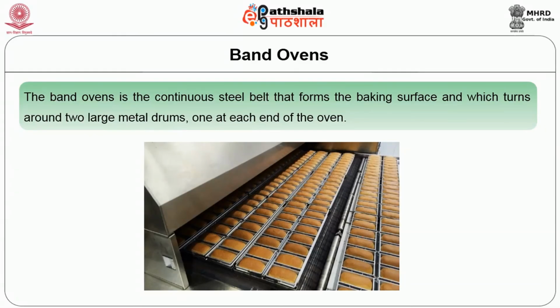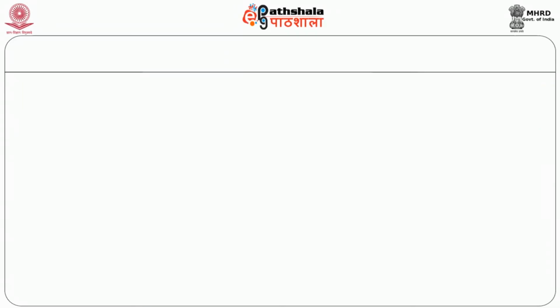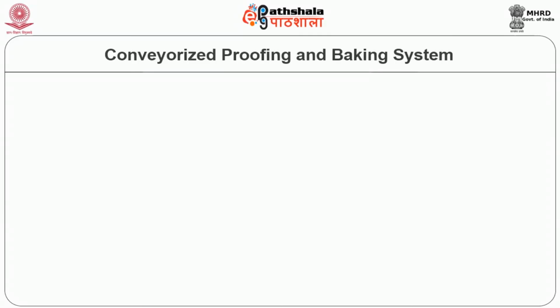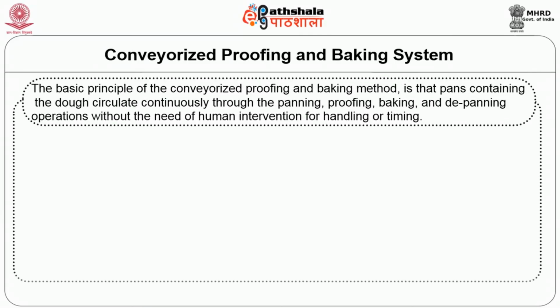Baking surfaces can be solid steel bands, perforated steel bands, or wire mesh bands. The unbaked dough or batter is either deposited directly on the oven band or formed separately and then transferred to the band by conveyors. A conveyorized proofing and baking system is also included in a bakery.